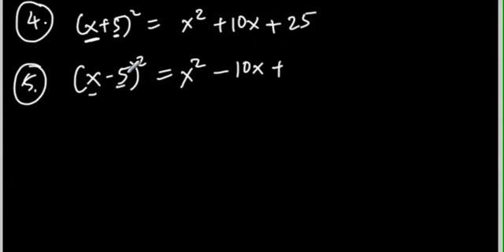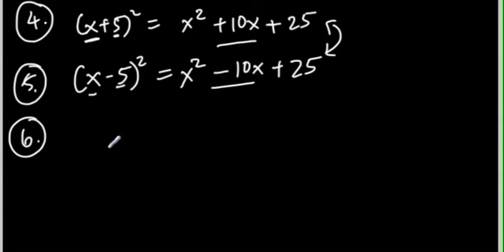And then finally you square the last term. When you square a negative 5, it still becomes positive, so we still get positive 25. So observe that between these two, the only thing that changes is the middle term. This is positive 10x, and this is negative 10x.